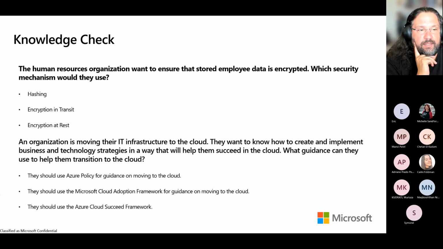So like Cailin said, hashing is a one-way. So you could encrypt and hash all of your data, but it would then be lost. So because it has this stored employee data, and this is in transit, that eliminates it. So it's encryption at rest, which is good.